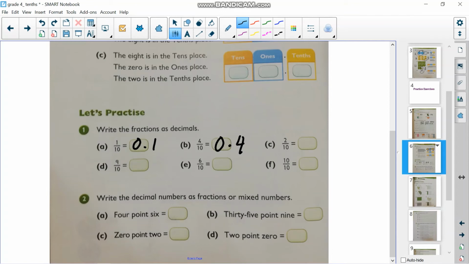Number 2, write the decimal numbers as fractions or mixed numbers. So this is the opposite of number 1. Here we have to write the fraction. So 4.6, it means 4 is the whole number and 6 is the numerator, and we have 10 as the denominator. So that is 4 and 6 tenths. For letter B, we have 35.9. So we have to write 35 as our whole number. 9 will be our numerator and our denominator is 10. Okay? Please follow the example and do letter C and letter D.